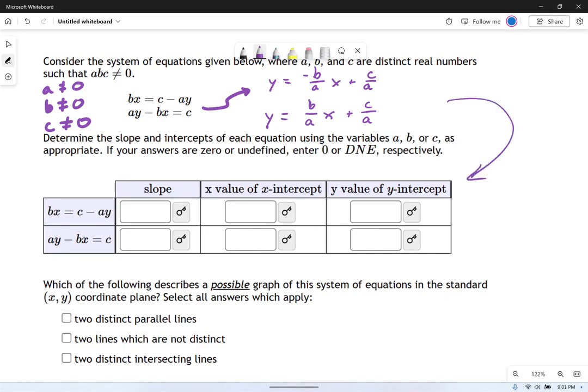And now I'm going to start talking about all the values in this table right here. Slope, x-intercept, and y-intercept. So let's figure out what these things are. For the first equation, the slope is just the thing in front of x. That's going to be negative b over a. For the second equation, it's going to be positive b over a.